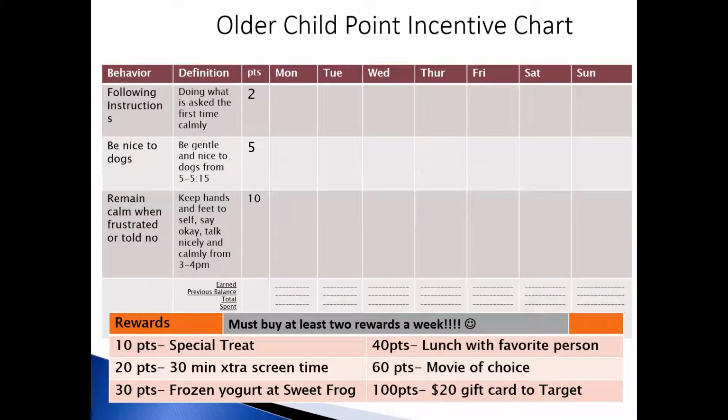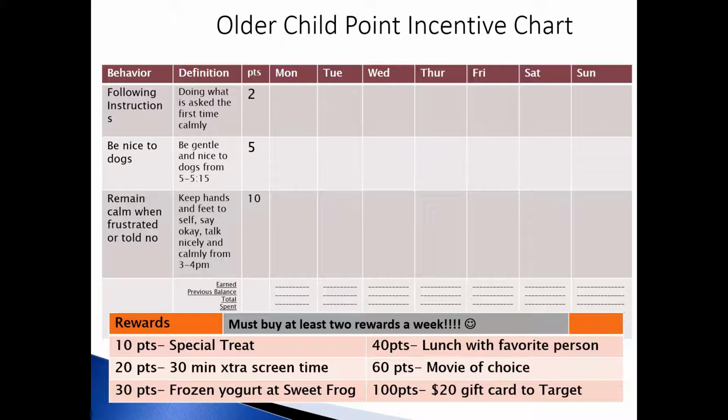And then the final behavior on here, remaining calm when frustrated or told no. And the definition of this was keeping hands and feet to self, saying okay, talking nicely and calmly, and working on this from 3 to 4 p.m. initially. And the child would receive 10 points if they were successful with that.